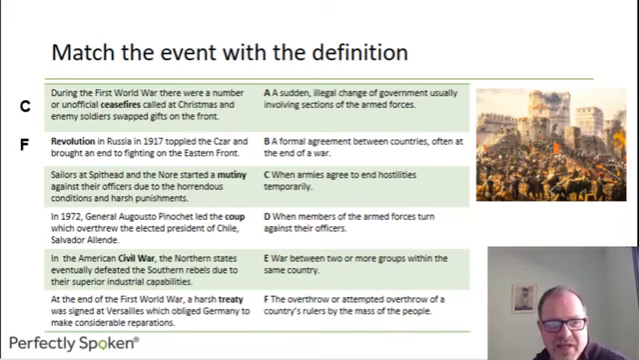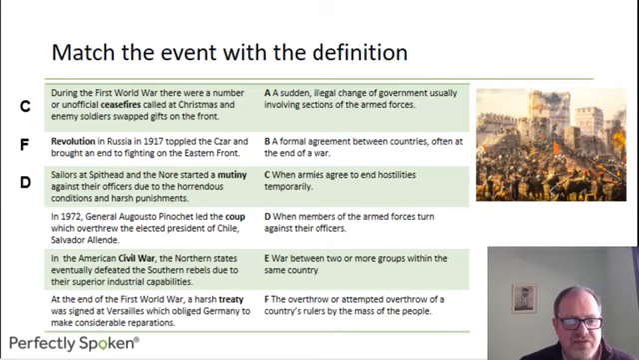Okay, sailors at Spithead and the Nore, these were two ports in England, started a mutiny against their officers due to the horrendous conditions and harsh punishments. This took place during the Napoleonic War, and the sailors refused to take their ships to fight, etc., because they had been treated so badly. So a mutiny is D, when members of the armed forces turn against their officers. You also have mutinies in the army and so on in the First World War as well.